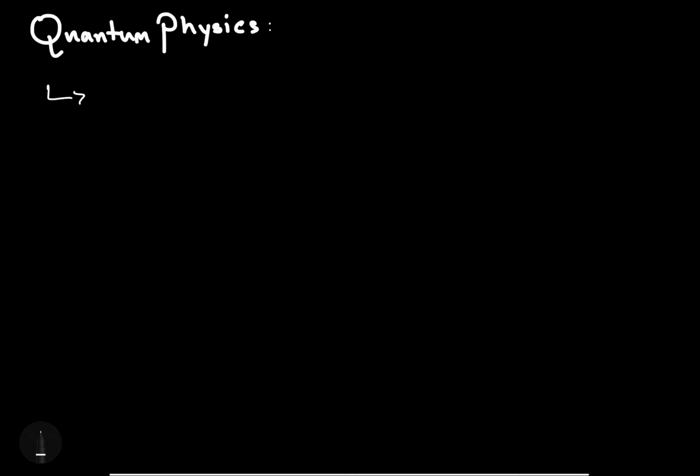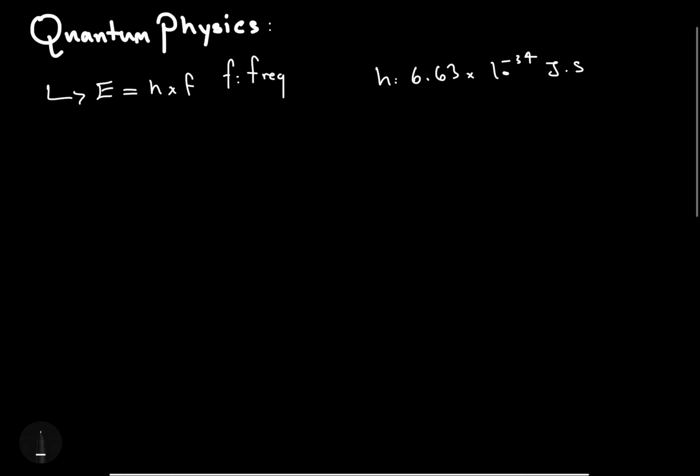So the first thing you have to know is that if you want to calculate the energy of a photon, you can calculate it by using E equals h times f, where h is Planck's constant, and it has a rough value of 6.63 times 10 to the power of minus 34 with a unit of joule seconds. And f is the frequency.